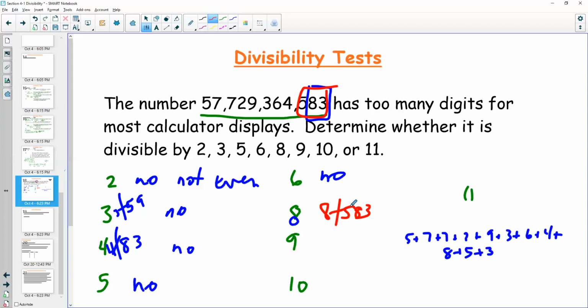Is it divisible by 9? Well, I already know the sum is 59. Is 59 divisible by 9? No. Okay. What about 10? Doesn't end in a 0, so that's a no. All right, and then we have to do 11 over here. So this is even, odd, even, odd, even, odd. All right, so I'm going to do, let's see, 5 plus 7 plus 9 plus 6 plus 5 plus 3.